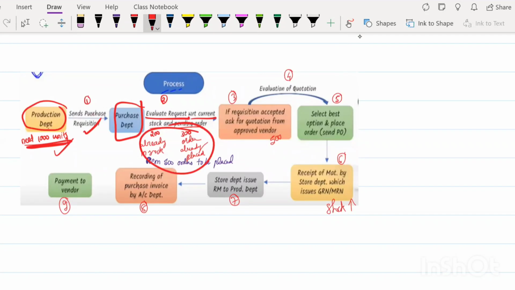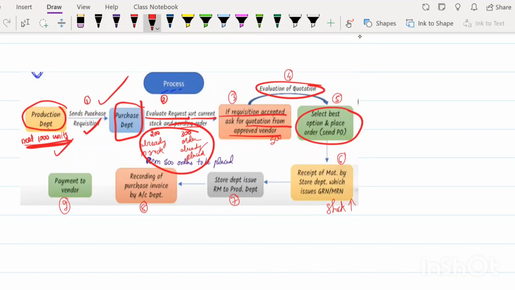Once that is done, if the requisition is accepted, then they will ask for a quotation from the approved vendor. From whichever vendor they are going to purchase the raw material, they will ask for a quotation, and then you will evaluate the quotations, to see which vendor gives you the best quality at the best price. According to that you will select the best option and place a purchase order. That means we want to buy this raw material from you.